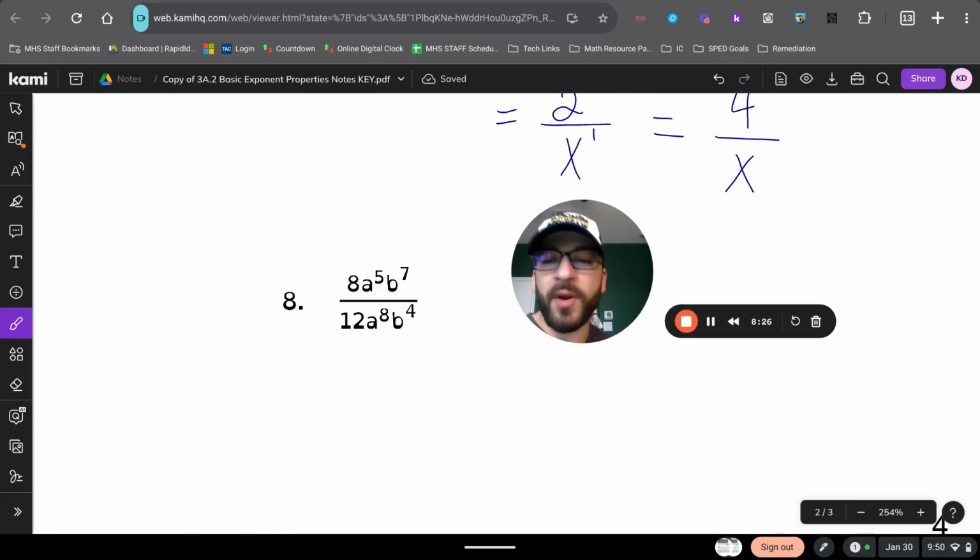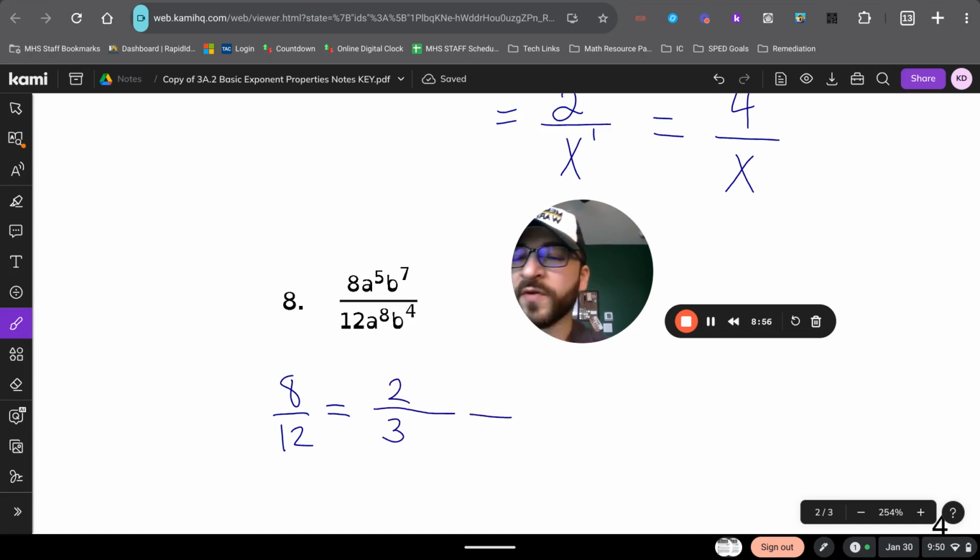Last but not least, we have number 8, 8a to the 5th, b to the 7th, over 12a to the 8th, b to the 4th. Something interesting about this, we haven't talked about this before, but that 8 over 12, notice that they are two different bases. So we are not going to subtract their exponents. We're just going to treat them like a normal fraction. So 8 over 12, if I was trying to reduce this, is the same as dividing both of these by 4. So it'd give me 2 over 3 as my constant in the front. That's really important when you have a fraction, y'all, and they don't have exponents. We just treat them like any other fraction that you run into.